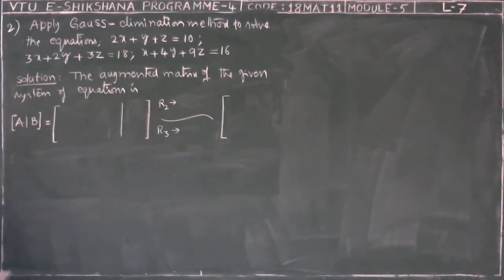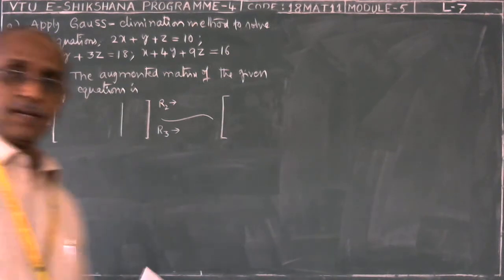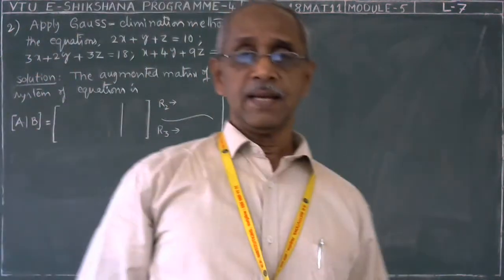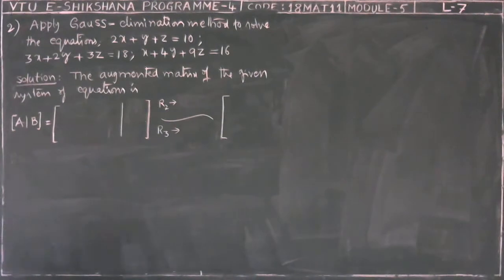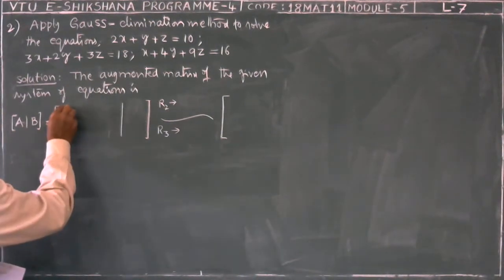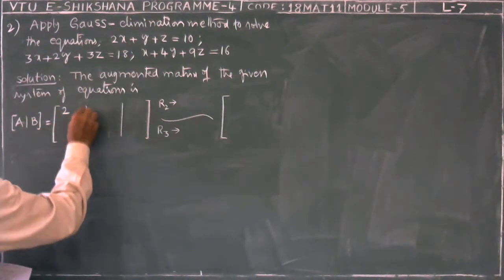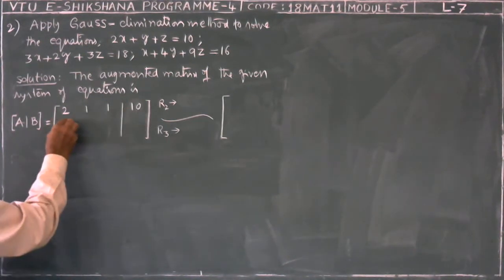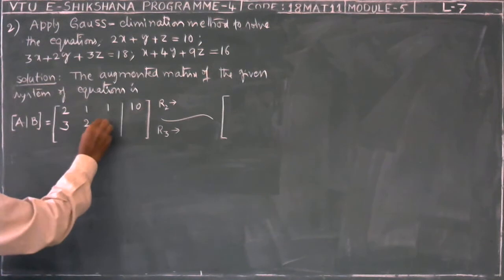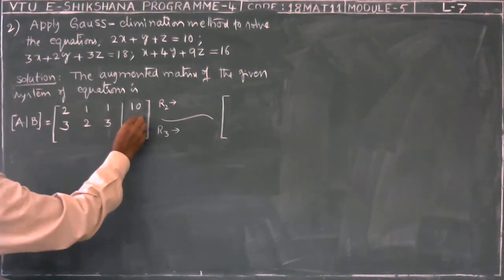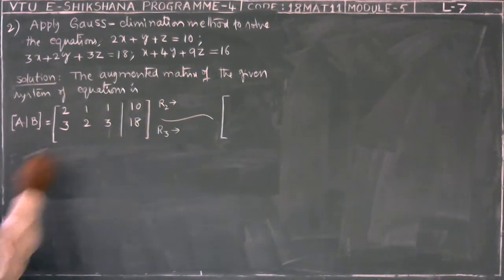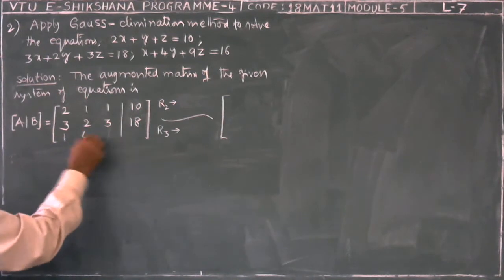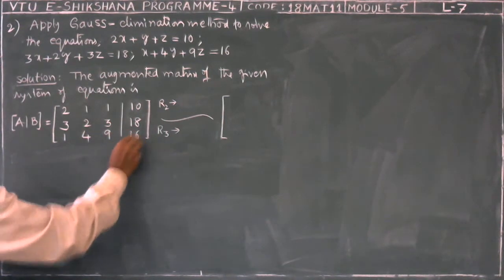Let us consider the augmented matrix of the given system of equations as a first step. The entries are 2, 1, 1, 10, 3, 2, 3, 18, 1, 4, 9, 60.